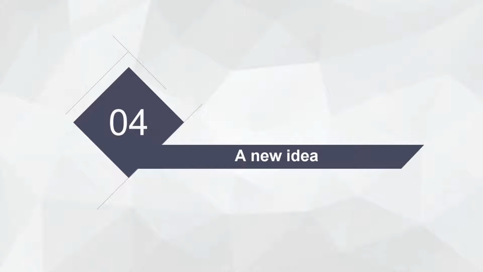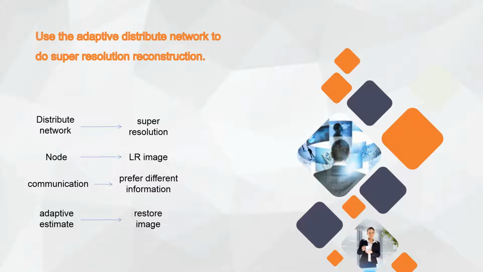4. A new idea. When about to finish my project report, I came up with a new idea about super resolution reconstruction. Use the adaptive distributed network to do it. A distributed network is a set of nodes that can communicate with their neighbor nodes and exchange information. It is always used in the signal estimation area. The adaptive means nodes can adjust their own estimate value during the iteration.